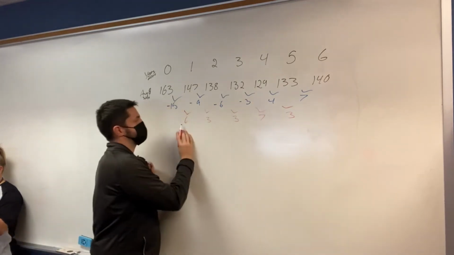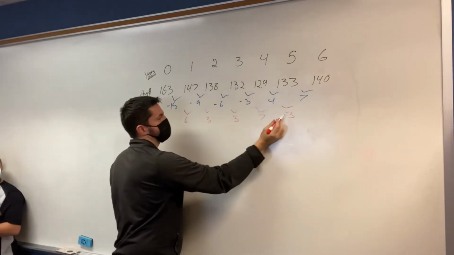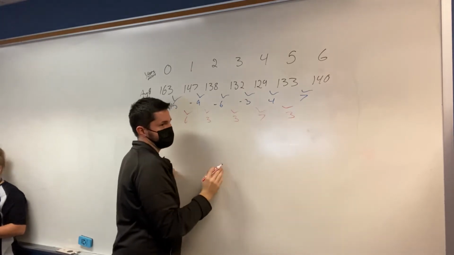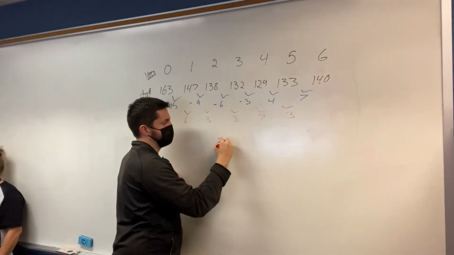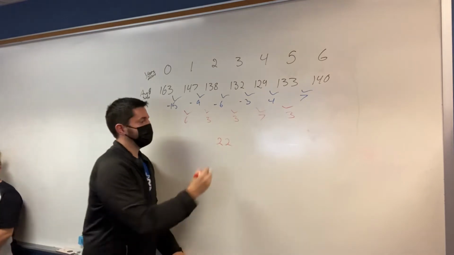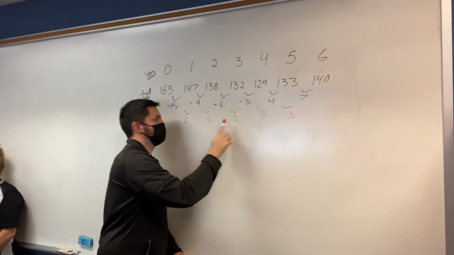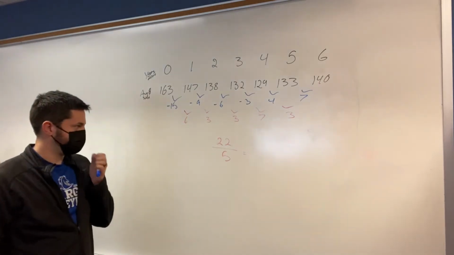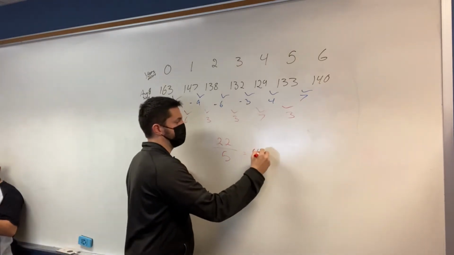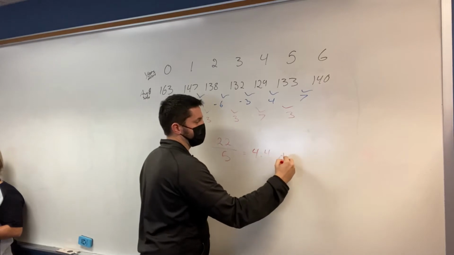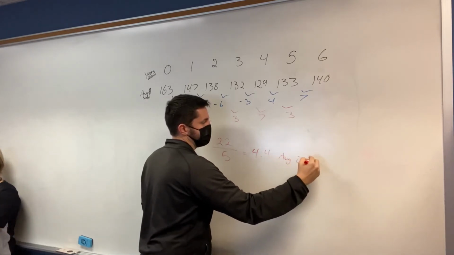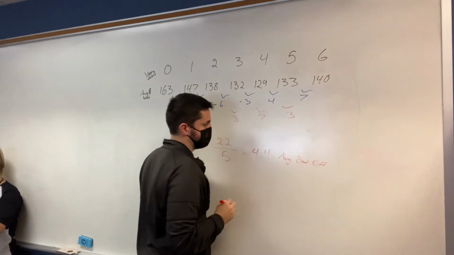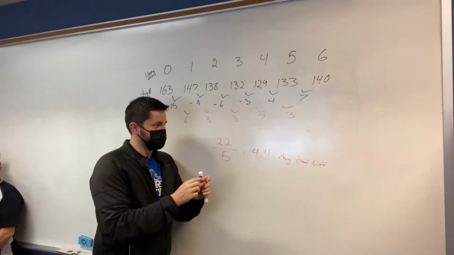Add them all up. So I got 6, 7, 8, 9, 10, 11, 12, 13, 14, 15, 15 plus 7, 22. Okay? And I divide by how many things there were? 5. 5 things. All right, what is that? I have no idea. That is 4.4. So I got 4.4 is my average second difference. Okay.